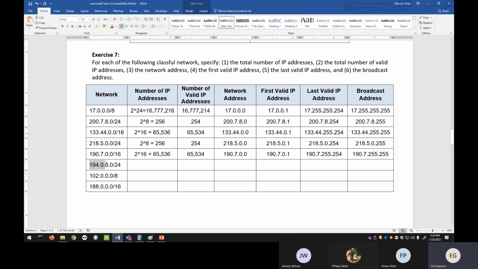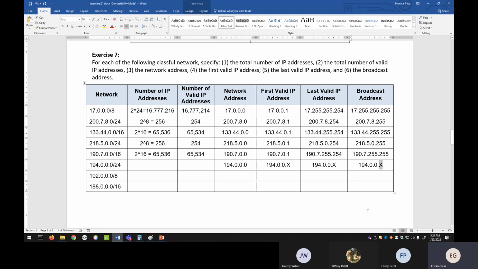So all these 3 bytes cannot change. All the IP addresses will have to start with this. I am only free in the last byte, no? So it has to start with 194.0.0 and something. So this will be the very first IP address. So what should I put in X to have the very first IP address? 0. This will be the very last IP address.